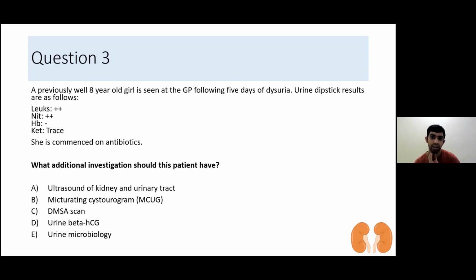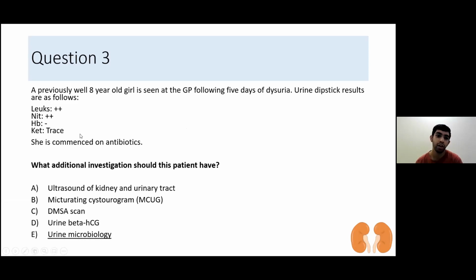Okay, so just over half the group has gone for option E, and then about a third of you have gone for option A, which is ultrasound. So this question is rooted in the NICE guidelines for children with urinary tract infection. Okay? And the correct answer for this one is option E.